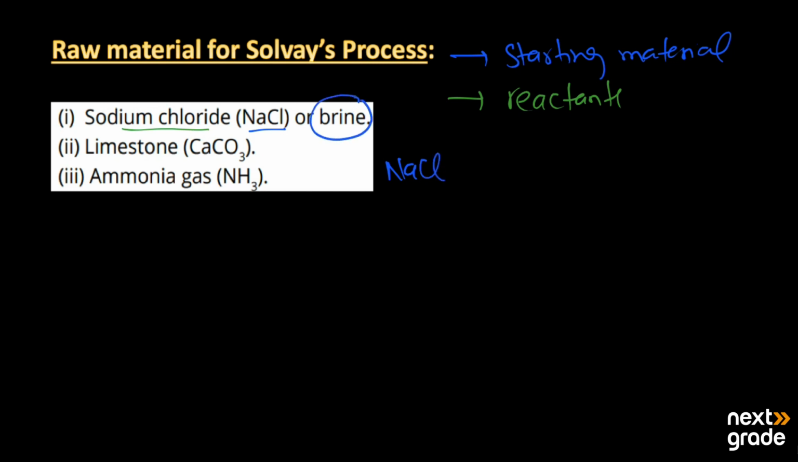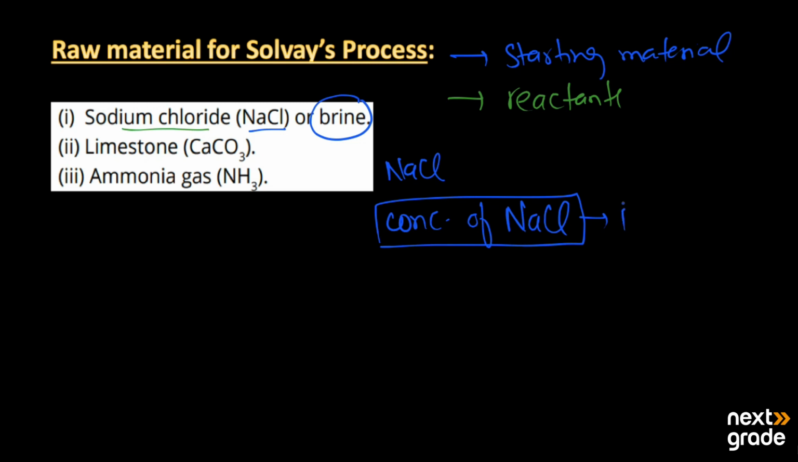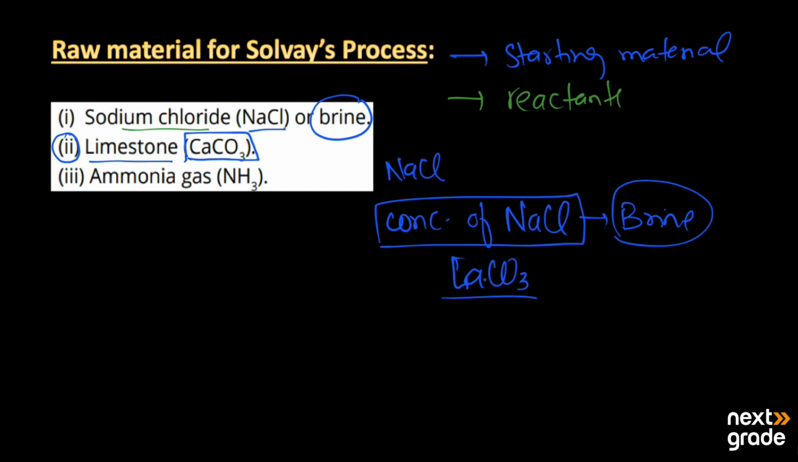Now what is the difference between simple sodium chloride and brine? The main difference is that when we have the concentrated form of NaCl, it is known as brine. So concentrated sodium chloride is known as brine, that we have to take for the preparation of sodium carbonate. The second material is calcium carbonate, which is also known as limestone. Its formula is CaCO3. It has calcium, carbon and oxygen.